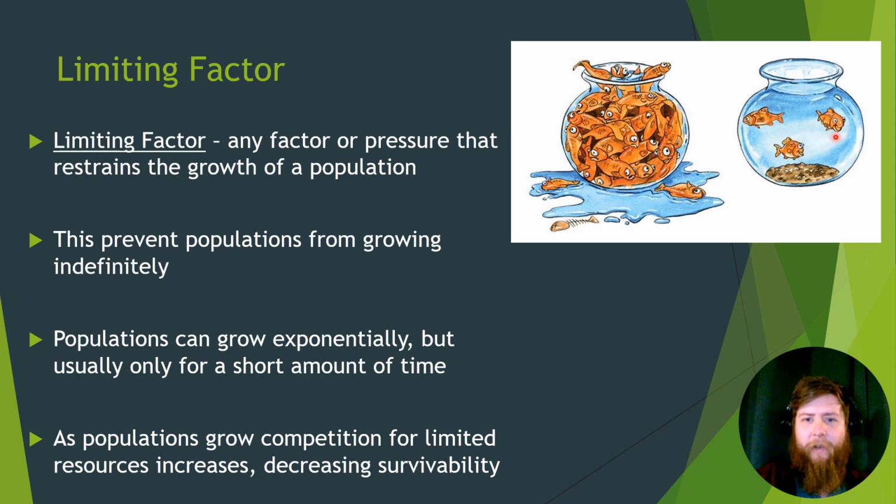So in this example here, the limiting factor is space. These 3 fish have plenty of space to live, breed and reproduce. These 100 or so fish, 50 or so fish, don't have that. They are past their limiting factor for space. They're no longer able to swim around in here.